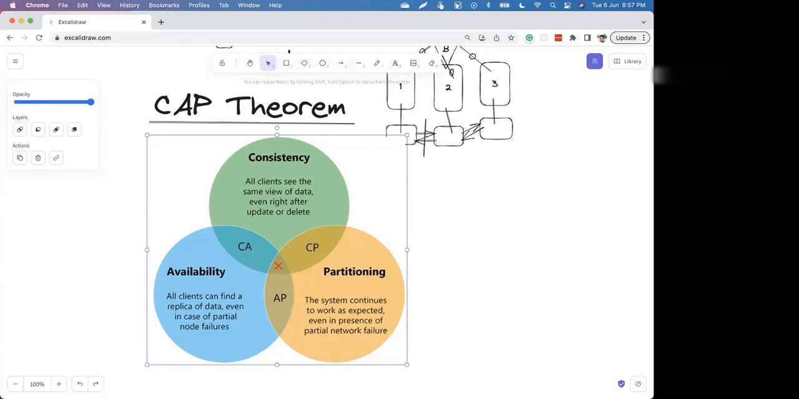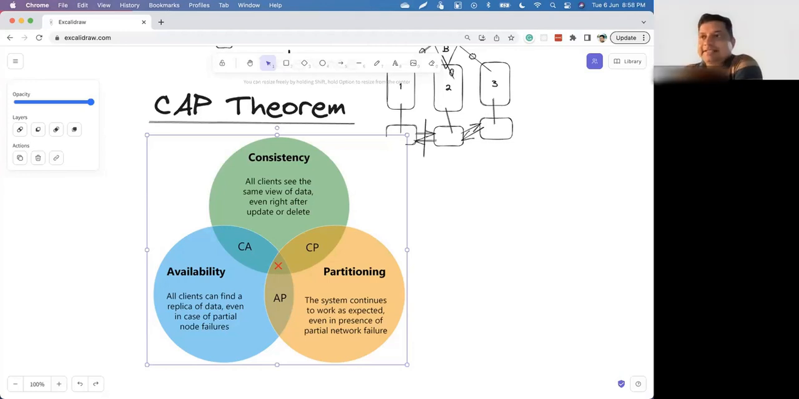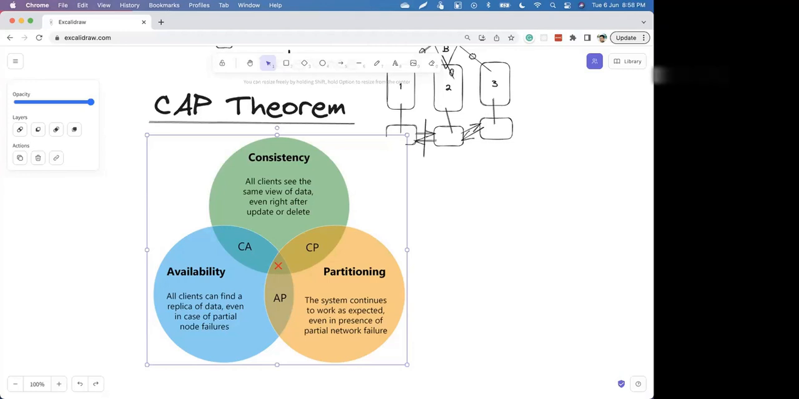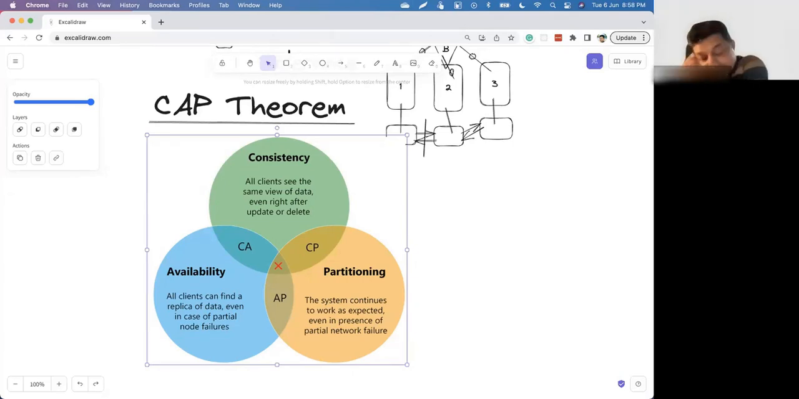Go ahead. In case of consistency, let's say there are two servers, server 1 and server 2, and we are writing to server 1 and it is syncing to server 2, and only then can it take the new request. But during this time, it is also available, right? So at this point of time, we are having consistency, availability, and partition tolerance, right? We are having all three.